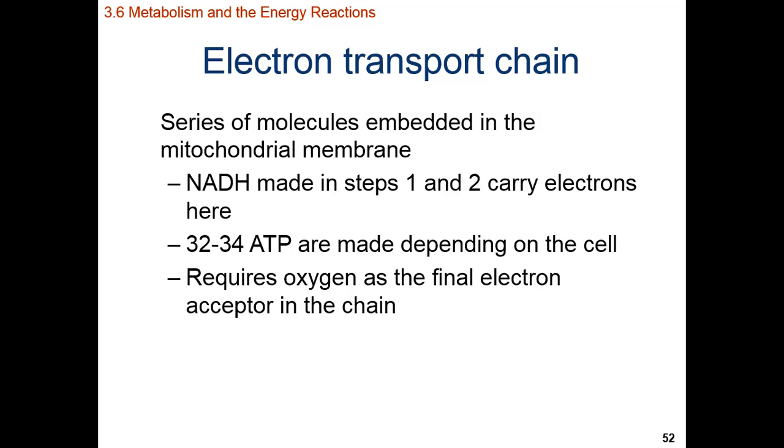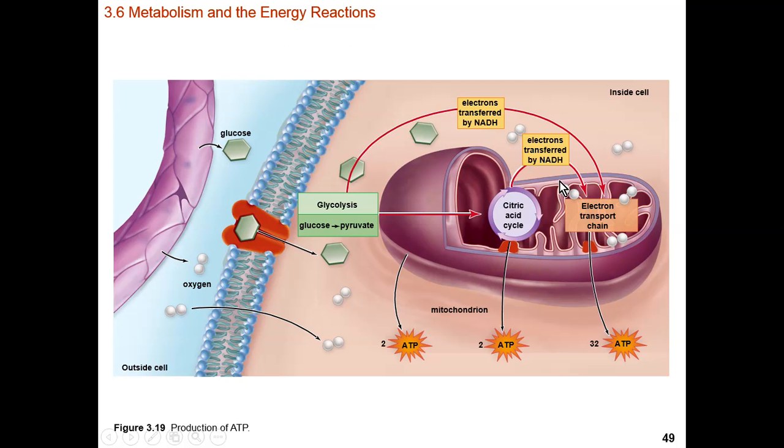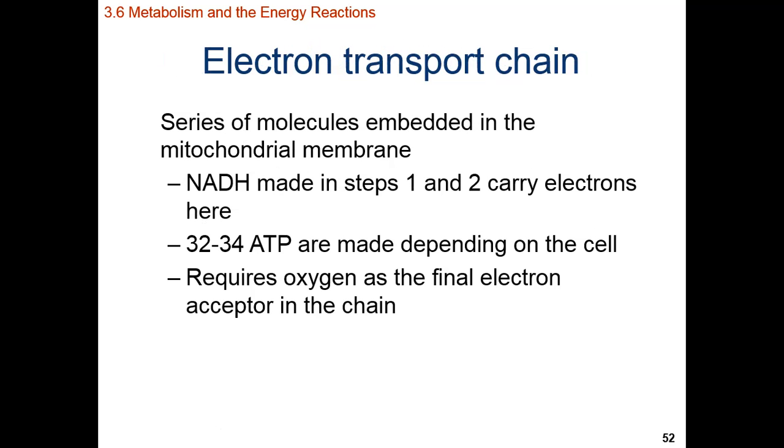Finally, all of the NADH that's made in glycolysis and in the citric acid cycle are going to carry their high energy electrons to the electron transport chain. This electron transport chain takes place inside of the mitochondria on that inner membrane. So we can see those folds on the inside of the mitochondria right here. That is the inner membrane of the mitochondria where the electron transport chain takes place.